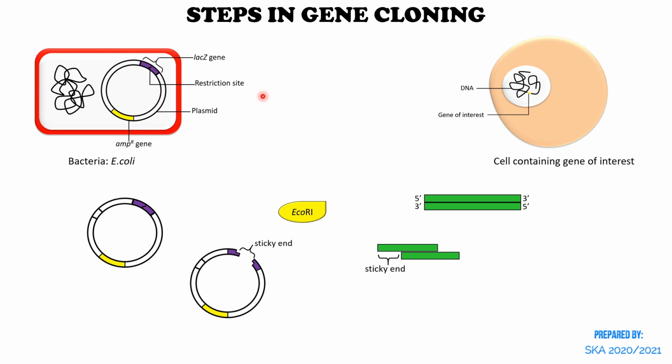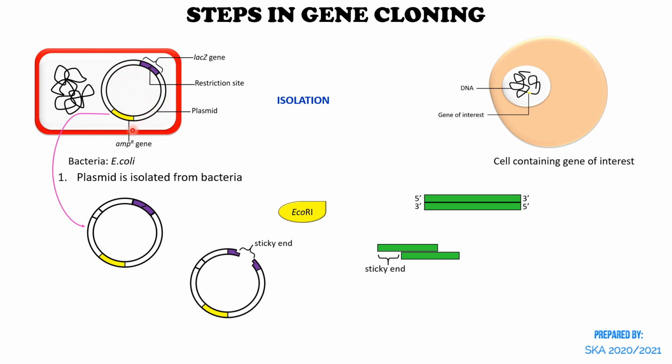Let's learn about steps in gene cloning. The first step in gene cloning is isolation. What happens during isolation? Plasmid is isolated from the bacteria. The example of bacteria used here is E. coli. Let us look at the structure of plasmid first.